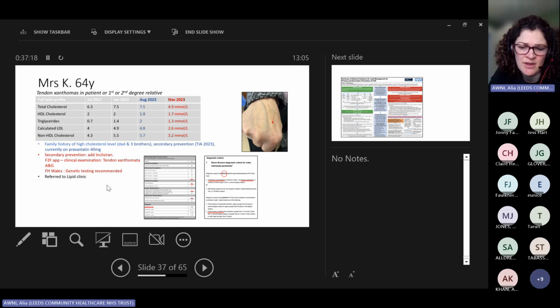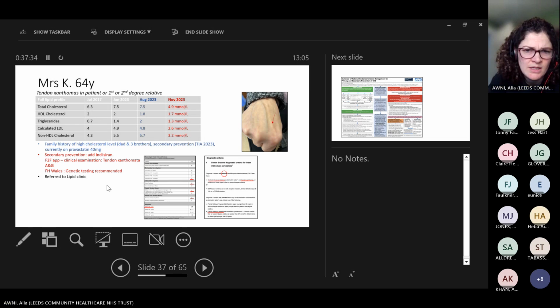I also asked Claire Burton, and they were very helpful. They said that most likely this is a tendon xanthoma, and this patient is qualified for genetic testing, and it changed the scoring. If you look over here, it's a definite FH. So we referred her. That's that one. It was an interesting one.